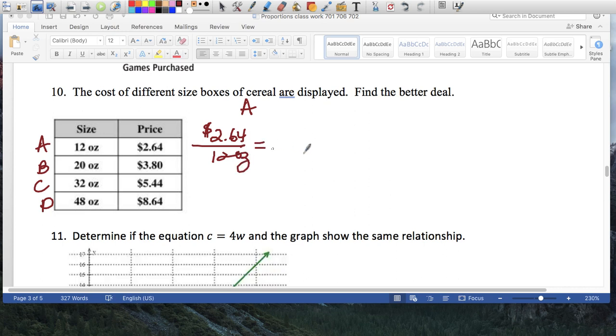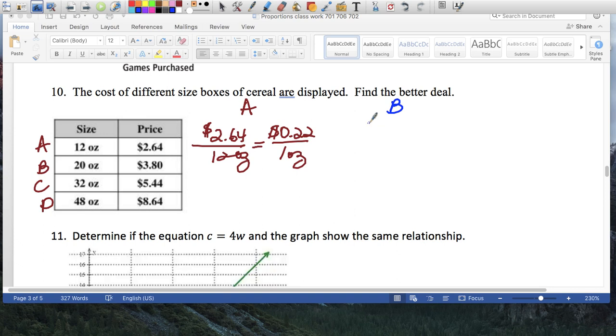12 ounces, and we want to find a better deal. So let me change this. Okay, so I'll find an equivalent ratio, but with 1 ounce. So it's divided by 12, divided by 12. 2.64 divided by 12. It's going to give me 0.22, or 22 cents per ounce.